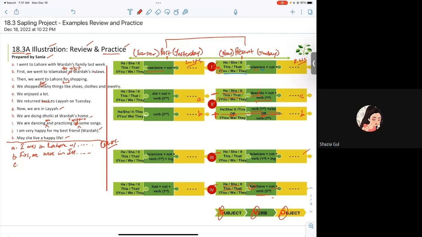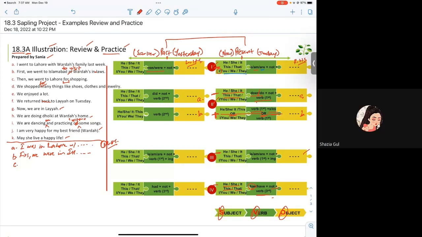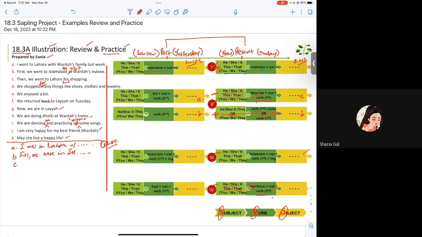Sir, we can use after which instead of then. Yep. So how would you say that? After which we went to Lahore for shopping. Okay, so you will say after Islamabad. Okay, if you are using a colon or semicolon, then you can, because then people understand. So this is good. After Islamabad, we went to Lahore for shopping. Sir, you can also say, after which.